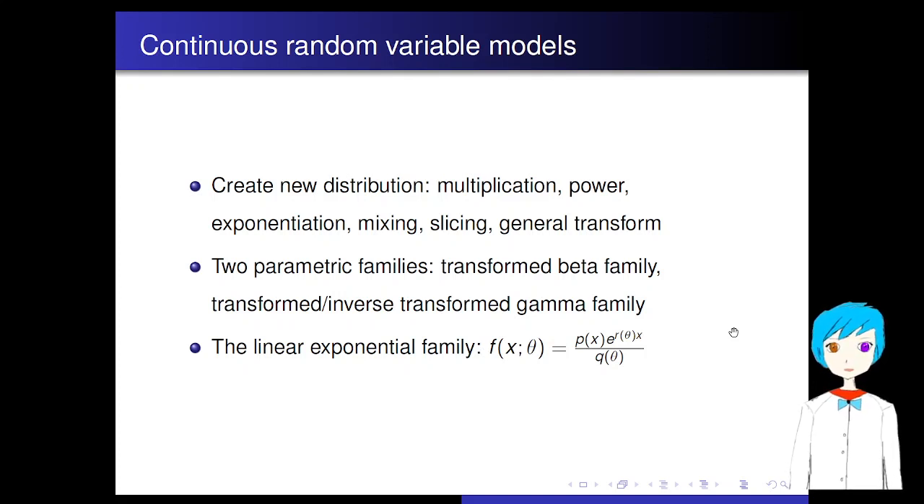Two parametric families play a very important role in our actuarial mathematics: the transformed beta family and the transformed or inverse transformed gamma family. Finally, we also have the linear exponential family. f(x, theta) equals p(x) e to the power r(theta)x over q(theta). So r is also a function of theta, so it can be seen as a conditional probability of X conditioned on theta. However, if we marginalize over theta given the distribution of theta, then we can obtain the unconditional distribution of X.